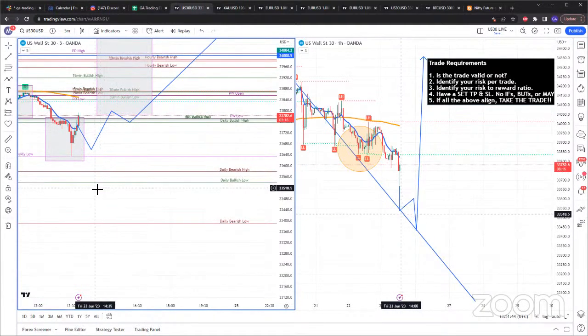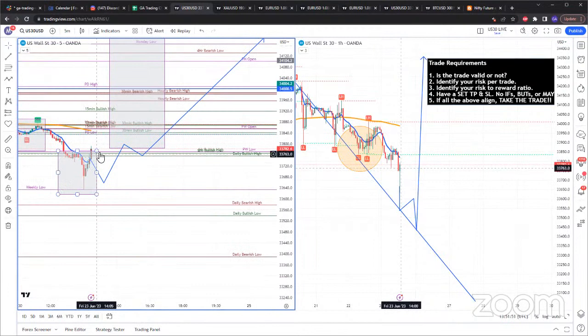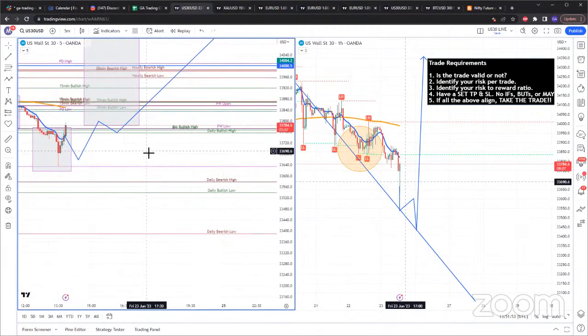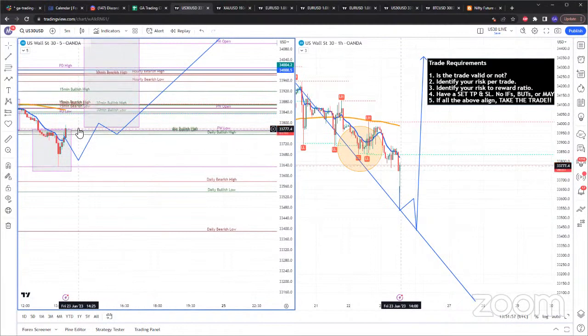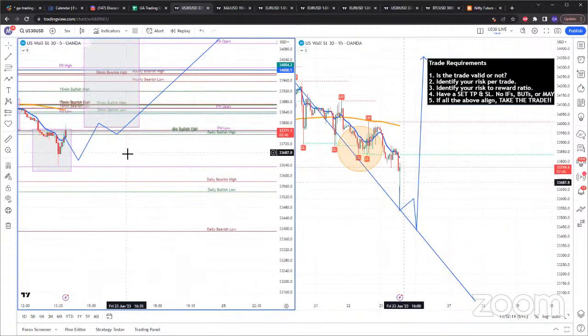So US 30 can easily come back to the daily bullish low around 33,538. This tells me that if I take a buy on US 30 here, this is a trade I might have to hold until maybe next week, because I would want my stop loss to be below, at the very least, this daily bearish low. So around maybe 320, and we are at 778. That is a 400 pip stop loss, and since I do a 1:1, my TP would be 400 pips as well.